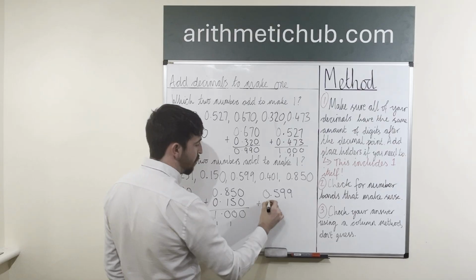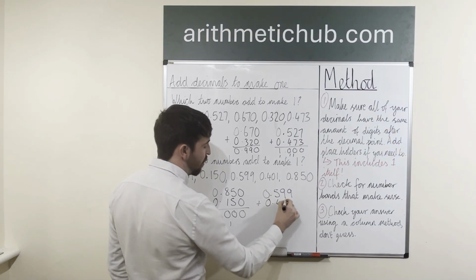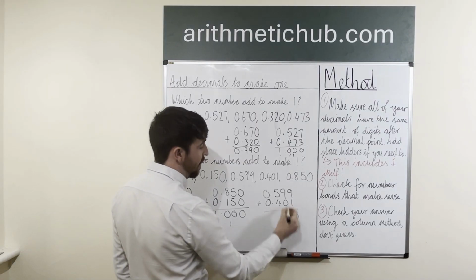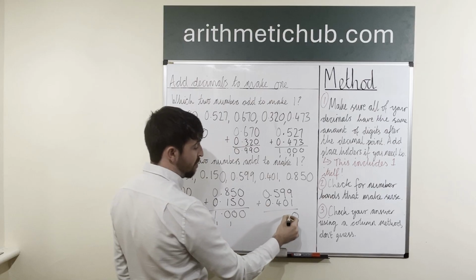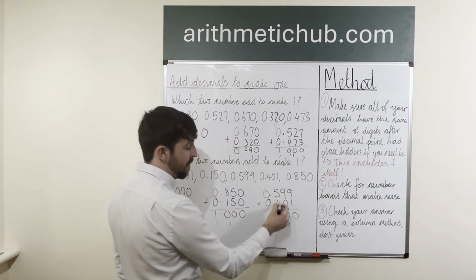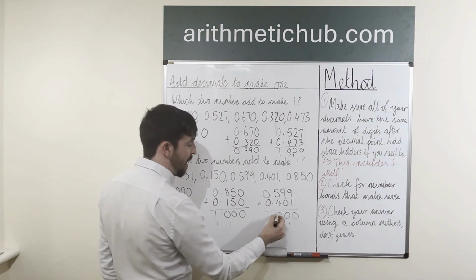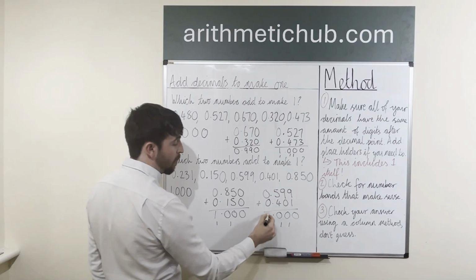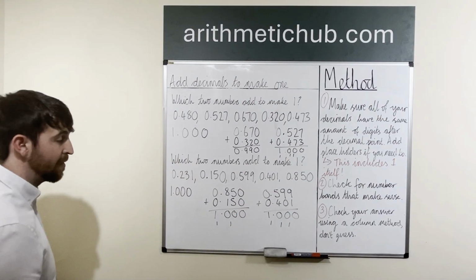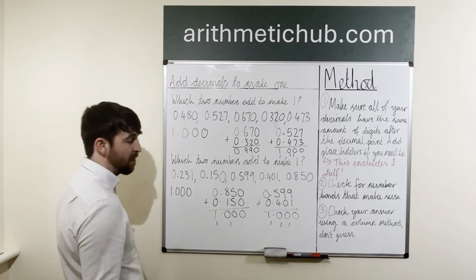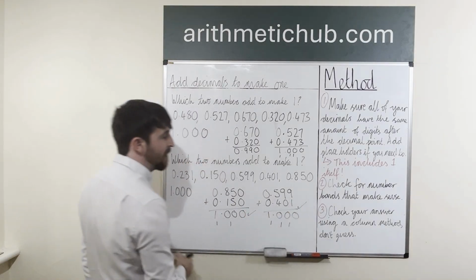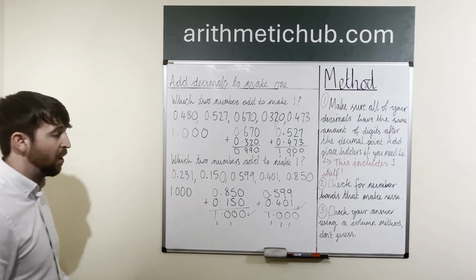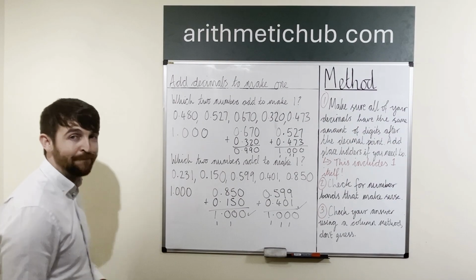0.599 add 0.401. 9 add 1 is going to give me 10. 9 add 0 is going to give me 9. Add the 1 is going to give me 10. 5 add 4 is going to give me 9. Add the 1 is going to give me 10. 0 add 0 is 0. Add the 1 is going to give me 1.000. So both of those methods would be correct. You could have had either of those numbers. It just says which two numbers add to make 1. Sometimes there'll be more than one option.